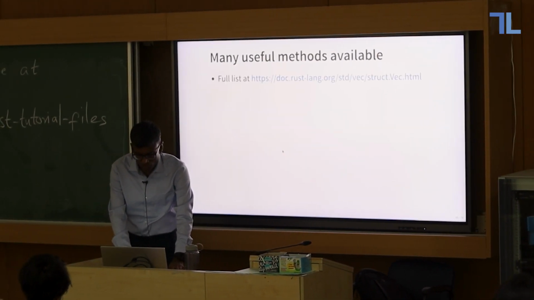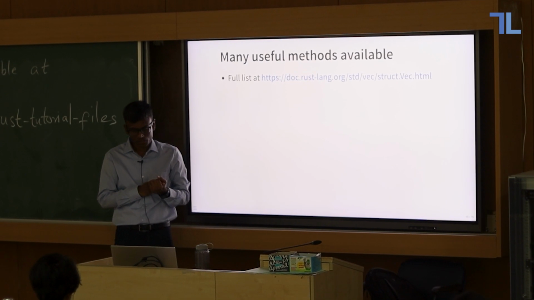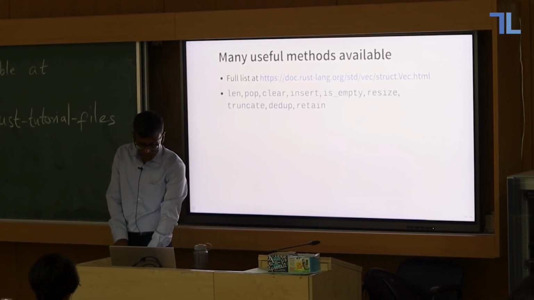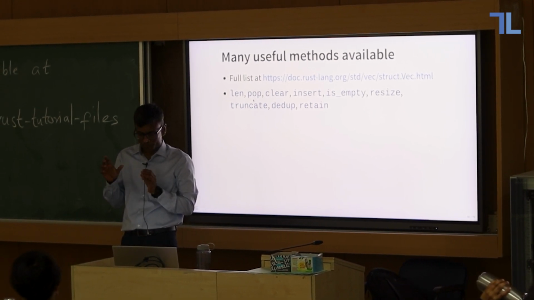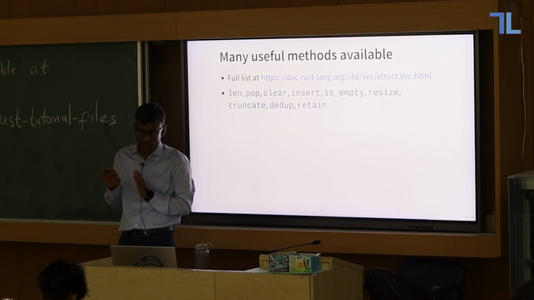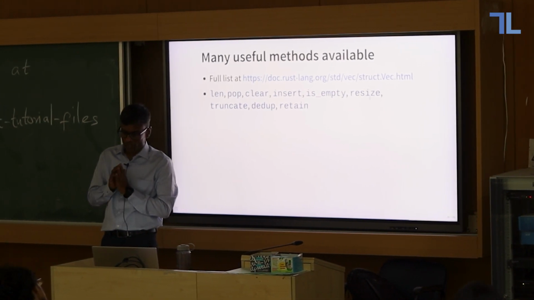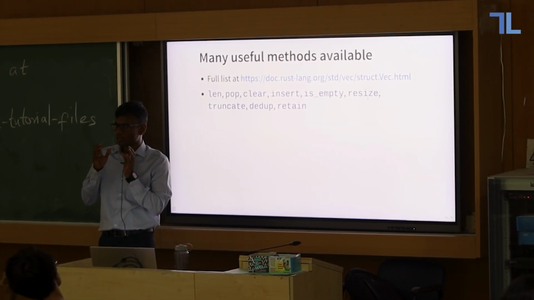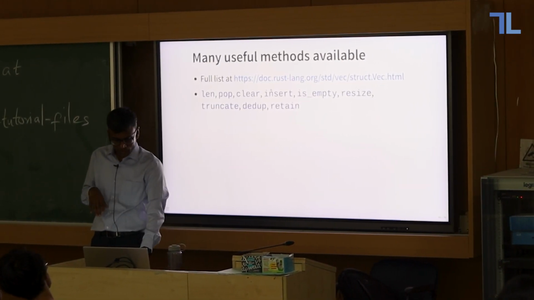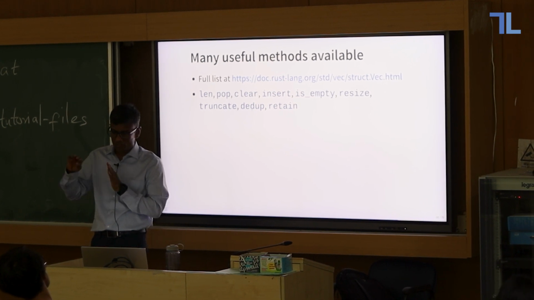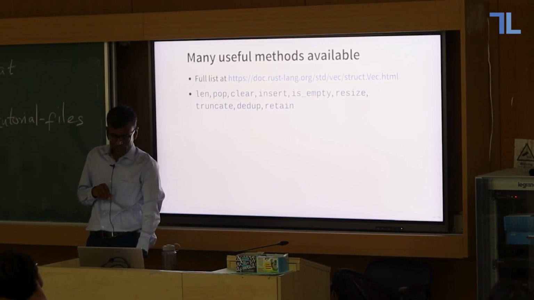There are a lot of useful methods. I'll share these slides. You can look at the standard library, that is the official documentation of Rust. It has a lot of nice methods. You can calculate the length. Pop will remove the last element. Clear is for clearing the vector, that's emptying the vector. You can check whether it's empty or not. You can resize the vector, and you can resize with a default value. That is, if you're resizing the vector from size 5 to 10 and you want to fill the remaining values with some default value like 0, you can do that. You can truncate a vector. You can deduplicate: if you have repeated elements in a vector, you can deduplicate them with a single command. Then you have something like retain.